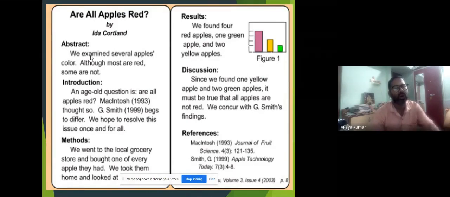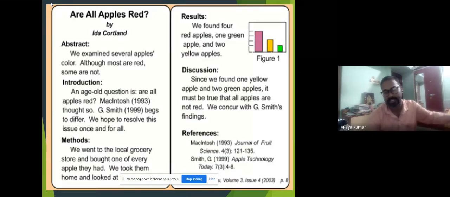We went to a local grocery store and bought the apples that they had. We brought the apples home and we looked at all the apples. So this is a method. I'm starting with a very elementary example. Maybe I'll move to more professional examples a little later. So how do you find out?